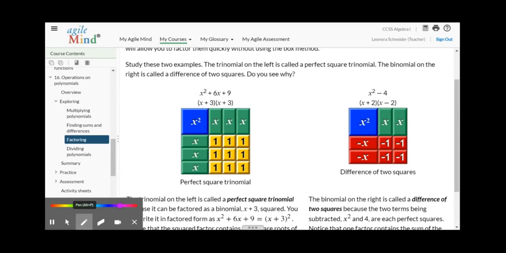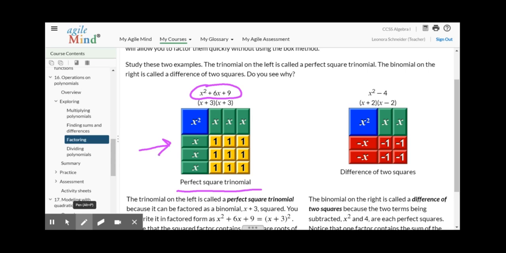Today we're going to be taking a look at two different expressions and how to factor them. The first expression is called a perfect square trinomial, and it looks something like this. And when you use algebra tiles, it looks something like that.